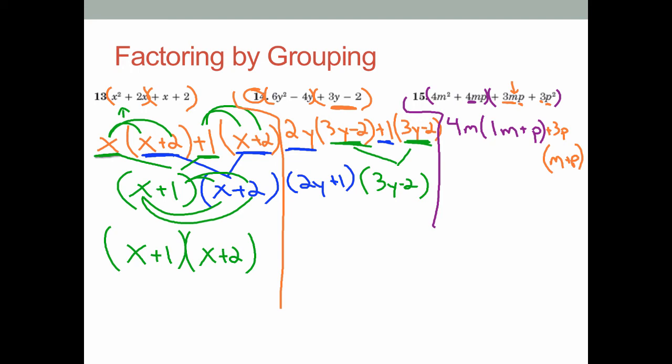Again, I'm left with this m plus p. That is my first parenthesis. That's these two put together, because 1m and m are the same thing. And then my second parenthesis would be the 4m plus the 3p.